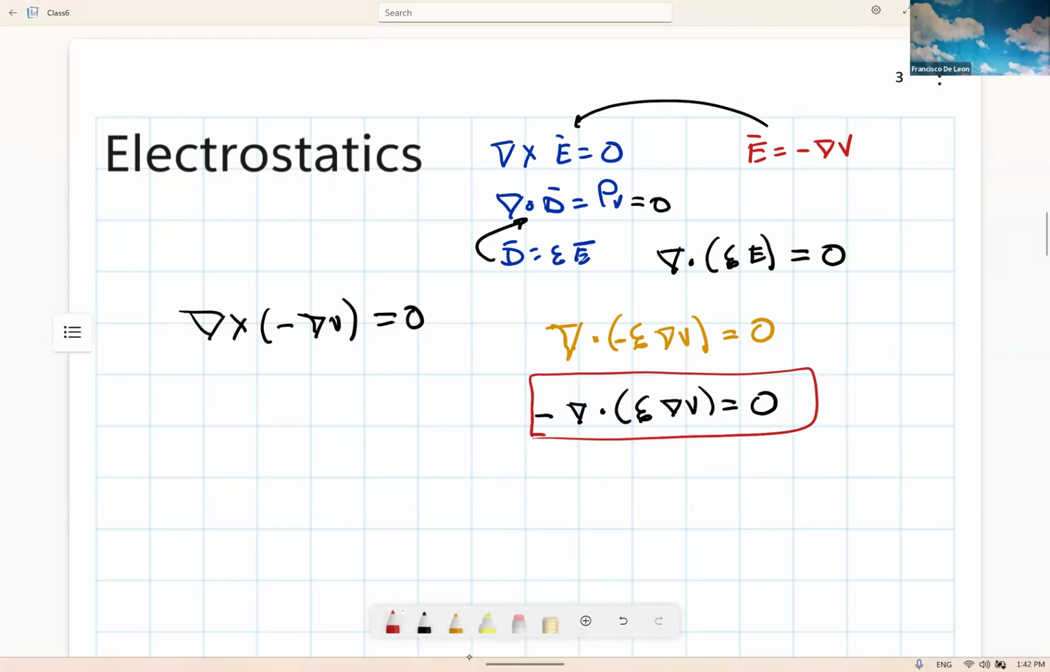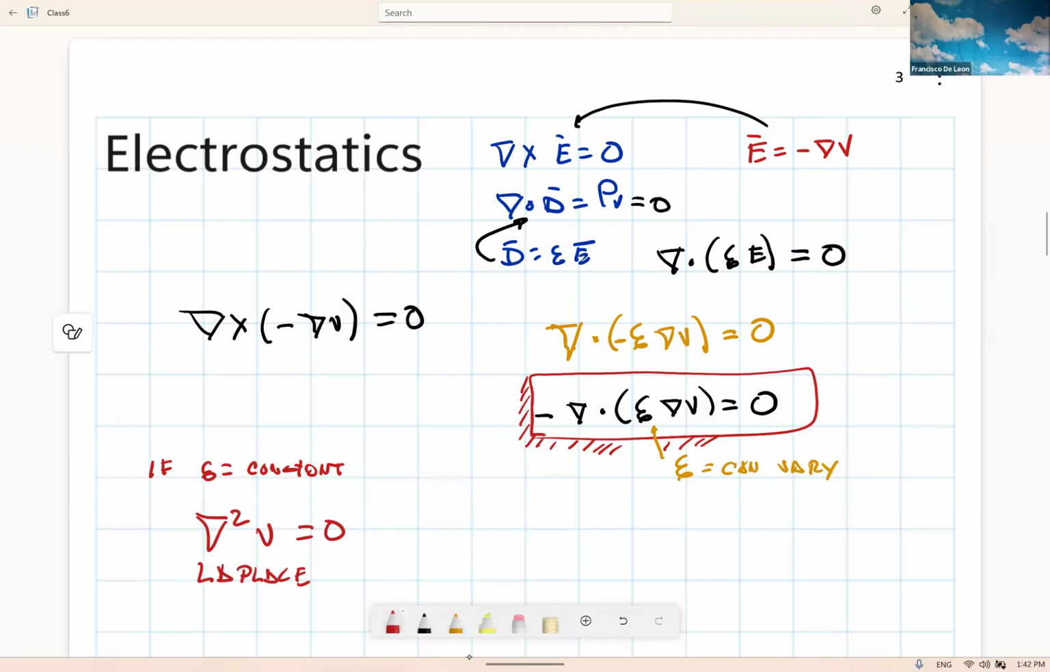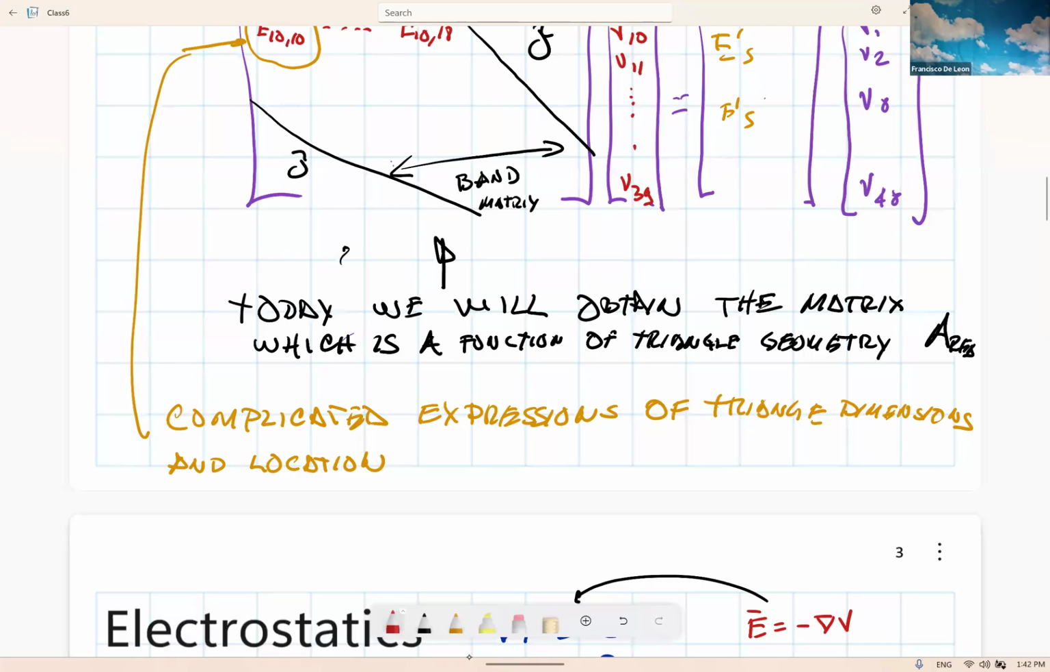So I am allowing for variations on epsilon. Epsilon can vary, right? In this problem it doesn't vary, but I am allowing for this to vary. If it doesn't vary, this will just give me the Laplacian of V equals to 0, right? If epsilon is constant, it gives me the Laplacian of V equals to 0. But I want to solve this equation. This is the one I want, not this one. This is the Laplace equation, and that is the equation that is normally solved here, right?